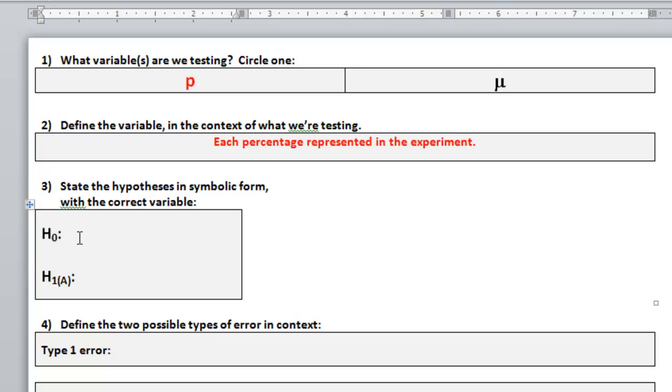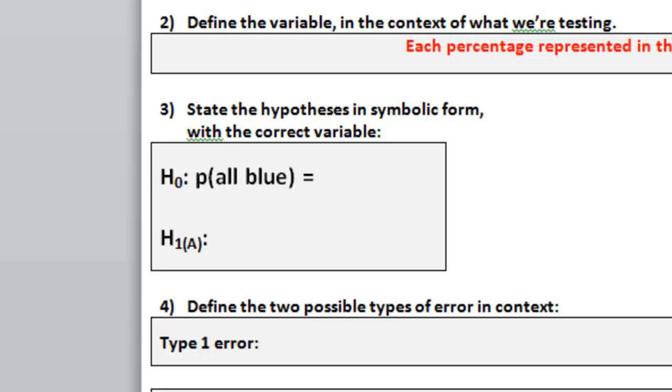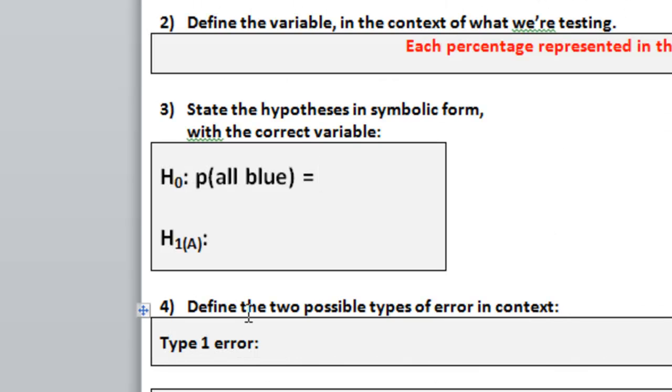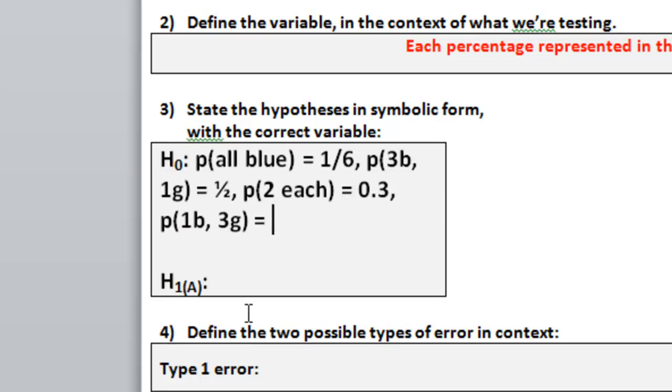Now, the null hypothesis is that the percentage of all blue is going to be, what is that down there? I forget what it is already. It's 1/6. Let's write these out. That's 1/6. The percentage of 3 blue, 1 green is 1/2. Oh, look at that. That was clever. The percentage of 2 each is 0.3. And the percentage of 1 blue, 3 green is whatever's left, and I'm saying that's 1/30. So those are your percentages that we should be seeing, assuming everything's behaving.